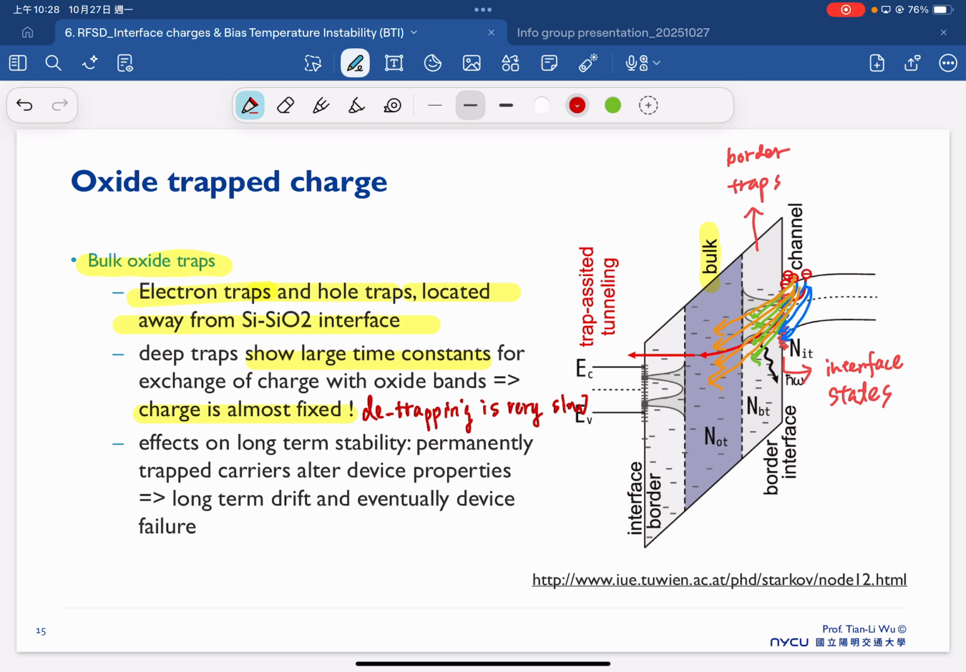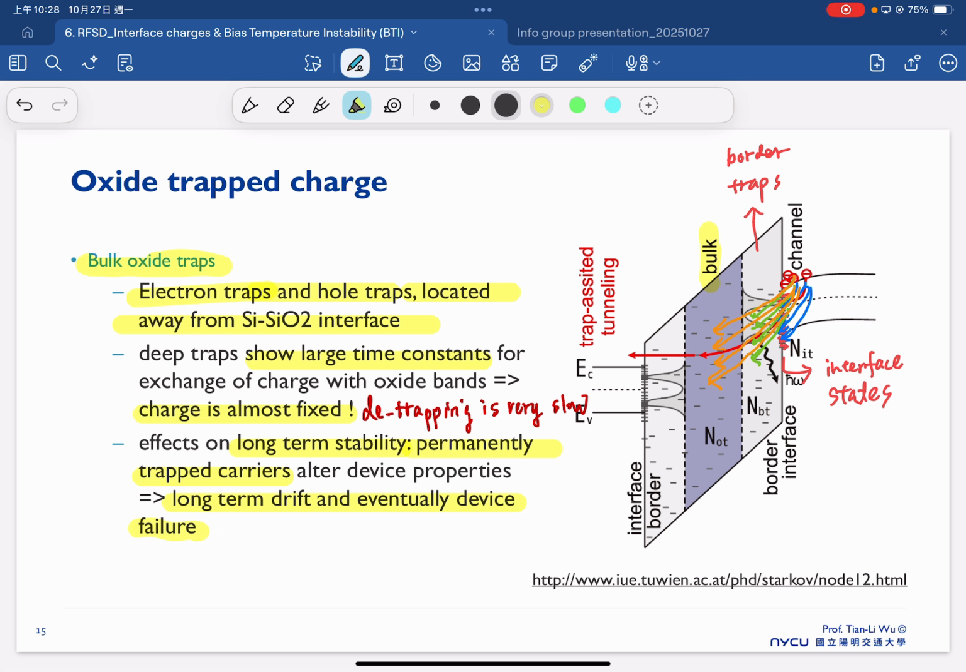So in the end, because of this trapping here, it becomes almost a fixed charge inside the dielectric, and it takes a very long time to detrap. This will influence the long-term stability, and it is almost what we consider a permanently trapped carrier. And in the end, that will cause a long-term drift and eventually device failures.